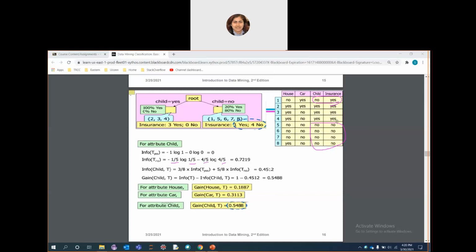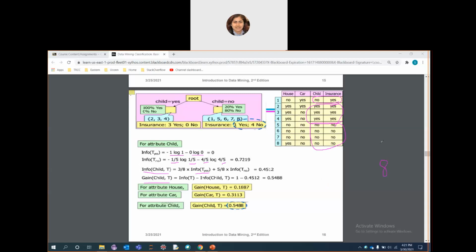In a similar way, how many of them are associated with yes? 3 of them. So total 3 are there, and all 3 of them are associated with yes. So it will be 1 log 1 minus 0 log 0, because there are no probabilities of yes associated with no of the insurance. That is why it will be considered as 0 here. After you get that, in a similar way find out info child T and gain child T. So info child T will be the probability of T yes. Out of total 8, how many yes do we have?